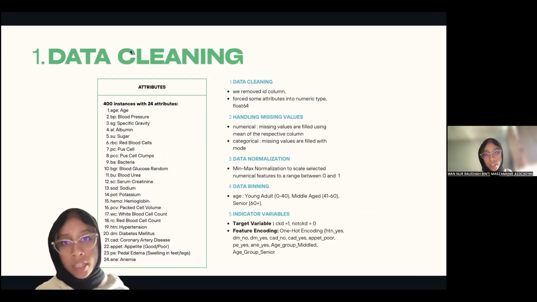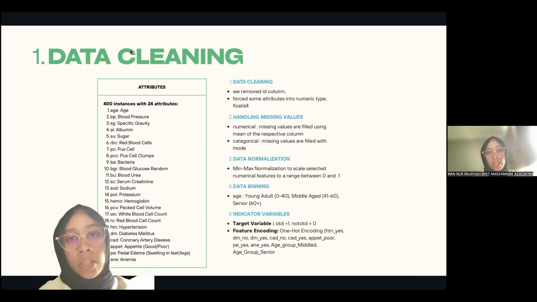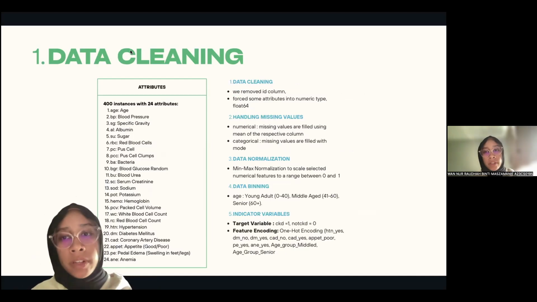So the first type of data cleaning, we basically remove the ID column and convert the 4 sub-attributes into numeric type. And then after that, we can handle missing values. The missing values are filled using the mean of the respective column. And for categorical values, we fill the missing values with the mode.